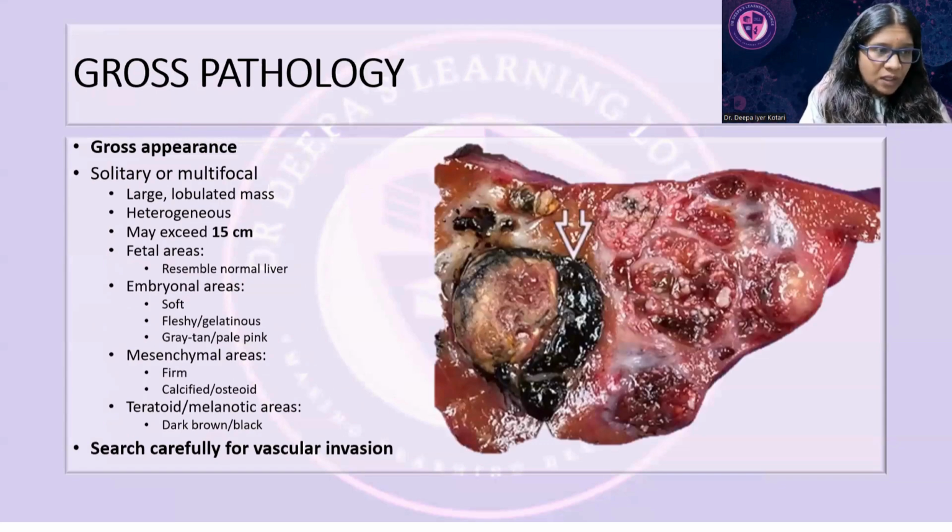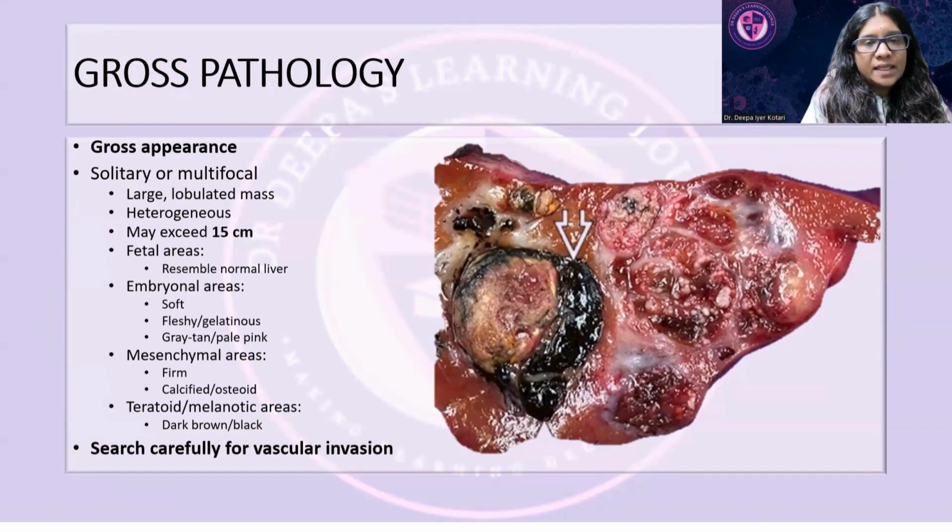Grossly, if you see, are you able to see the tumor in this liver? So this is the area where you're seeing an area which is showing hepatoblastoma. So gross examination can provide some important clues of the underlying histology. Usually these tumors exceed 15 centimeters in size. The tumors can be solitary or they can be multifocal. They can be lobulated or they can be vaguely heterogeneous. Areas showing fetal differentiation may resemble the normal liver too.